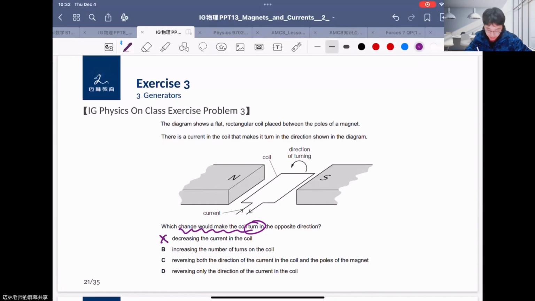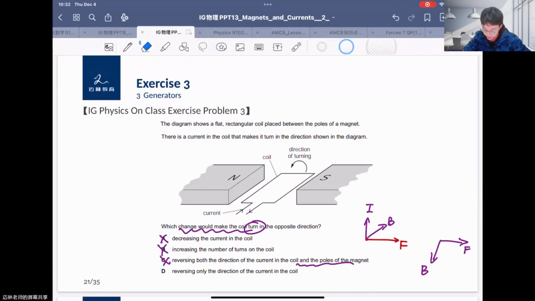And secondly, increasing the number of turns in the coil also cannot be chosen, because it only makes a faster rotation, right? And C, reversing both the direction of the current in the coil and the poles of the magnet, so C cannot be chosen, right? Maybe here we have two directions, here for current and here for magnetic field, and maybe we have the force direction. If you reverse both, B becomes reversed and I becomes reversed, and the force direction stays the same. If you only reverse one direction, the force must reverse.